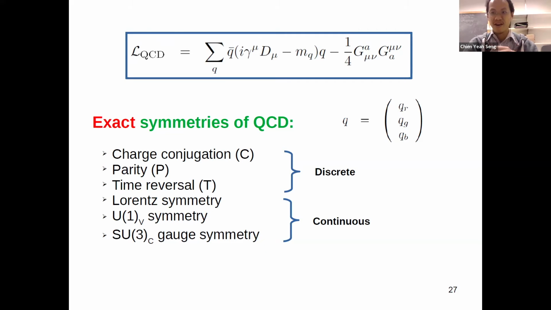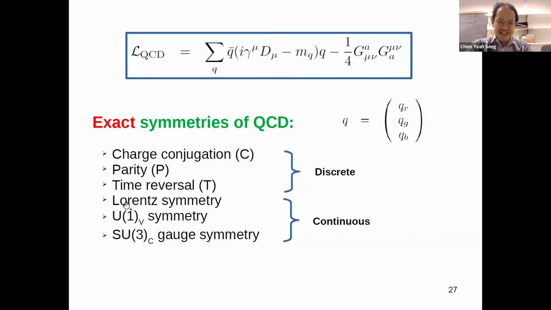Suppose that there is no QCD theta term, which is a mystery why it's so small, but we don't talk about the QCD theta term. And these are discrete symmetries because there's no infinitesimal charge conjugation or infinitesimal parity. On the other hand, we also have continuous symmetry such as Lorentz symmetry. That includes time and spatial translation, rotation, and Lorentz boost. And then we have a U1 symmetry and a gauge symmetry, SU3 color.